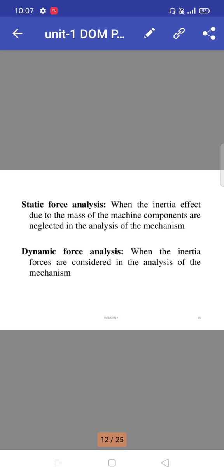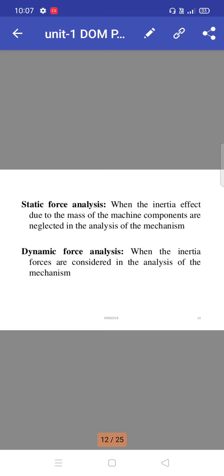And then here we analyze static force analysis, when the inertia effect due to the mass of the machine components is neglected in the analysis of the mechanism. So what is the inertia effect? When we apply a certain force, a negative or reactive force acts with respect to the applied force. That is called inertia force, or simply the negative or reactive force. We have to keep it in mind.